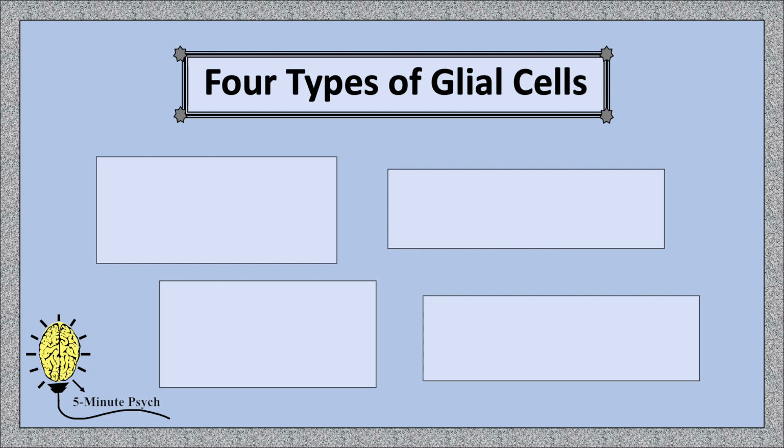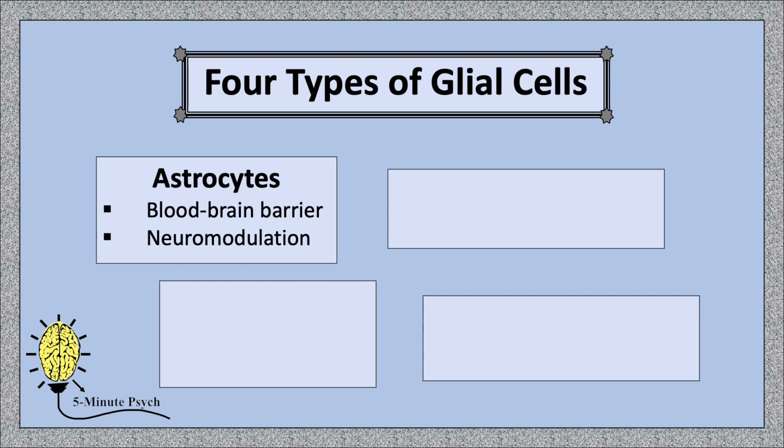Our nervous system has 4 types of glial cells, each with different functions. Astrocytes are the largest type of glial cell, so named because they're sort of star-shaped. One of the functions of astrocytes is the blood-brain barrier, ensuring that many pathogens can't pass from the blood to the brain, while smaller molecules like oxygen and hormones can. These cells also have a role in neuromodulation, impacting how neurons communicate with each other.